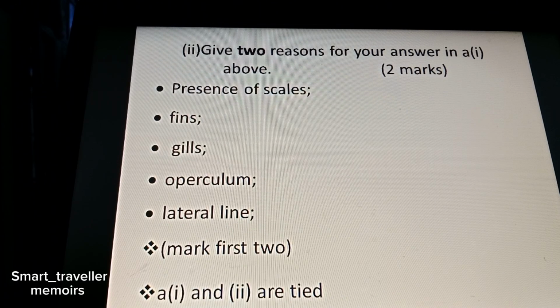Give 2 reasons for your answer in A1 above. Presence of scales, fins, gills, operculum, lateral line. Mark the first 2. A1 and A2 are tied.